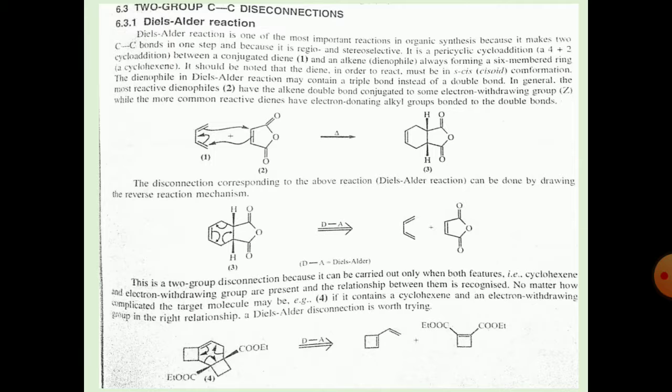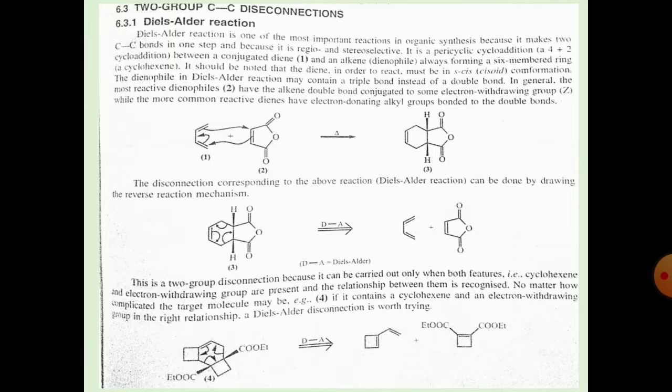The first is the Diels-Alder reaction. The Diels-Alder reaction is a name reaction. It is one of the most important reactions in organic synthesis because it makes two carbon-carbon bonds in one step, and because it is regio- and stereoselective. It is a pericyclic 4+2 cycloaddition between a conjugated diene and an alkene dienophile, always forming a 6-membered ring. It should be noted that the diene, in order to react, must be in the s-cis (cisoid) conformation, and the dienophile in the Diels-Alder reaction may contain a triple bond instead of a double bond.